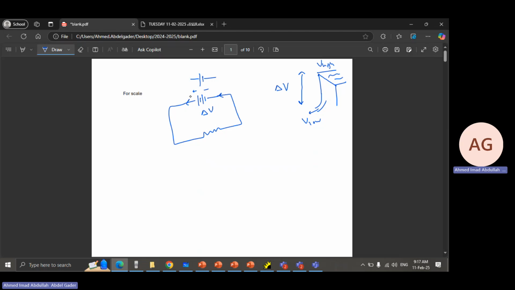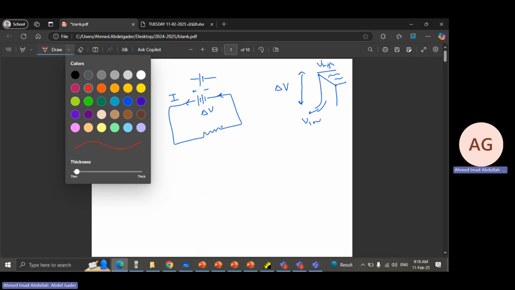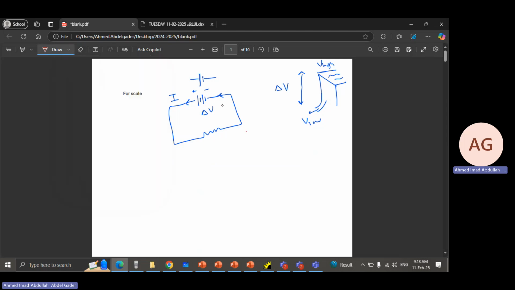You should remember that the current or the charges which flow from positive through the circuit to negative, this is known as the I, or the conventional current. However, electrons flow from the negative terminal of the battery through the circuit into the positive terminal of the battery.